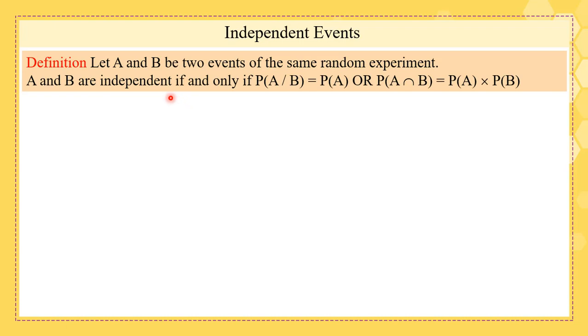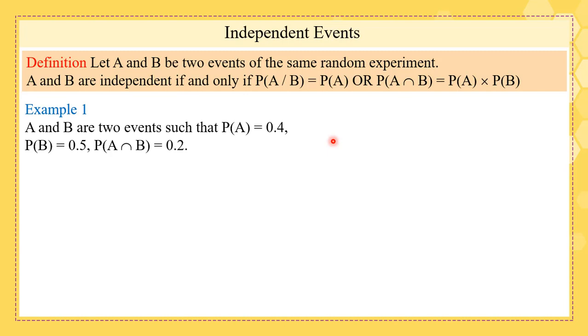A and B are independent if and only if the probability of A given B is the probability of A, or the probability of A intersection B is the probability of A times the probability of B. So to tell whether two events are independent or not, we use one of these two rules.